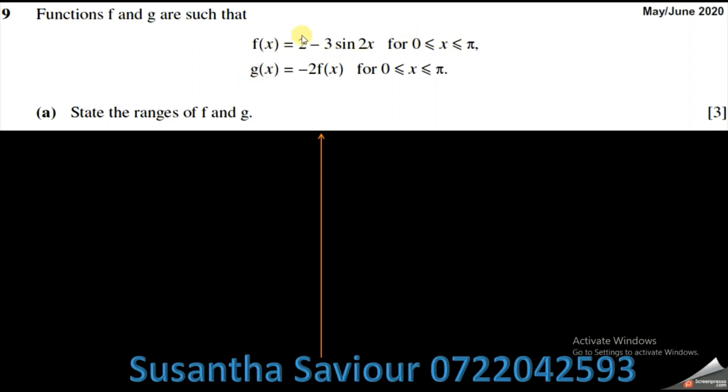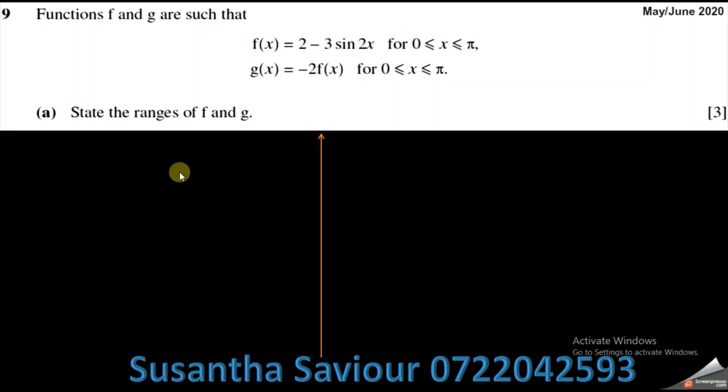Quite an easy thing for the children who know the job. So f(x) is in between minus 1 and plus 5. That is enough for the answer. g(x) is in between minus 10 and 2. That is quite enough, right? But in this particular situation, I should explain how I get these answers.